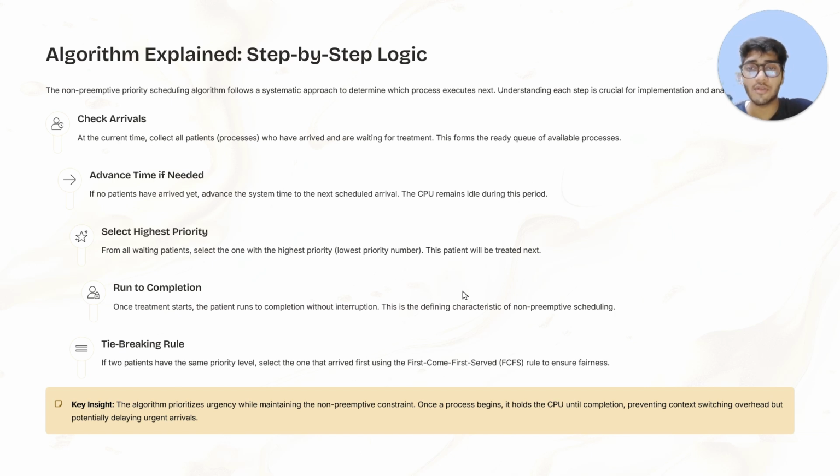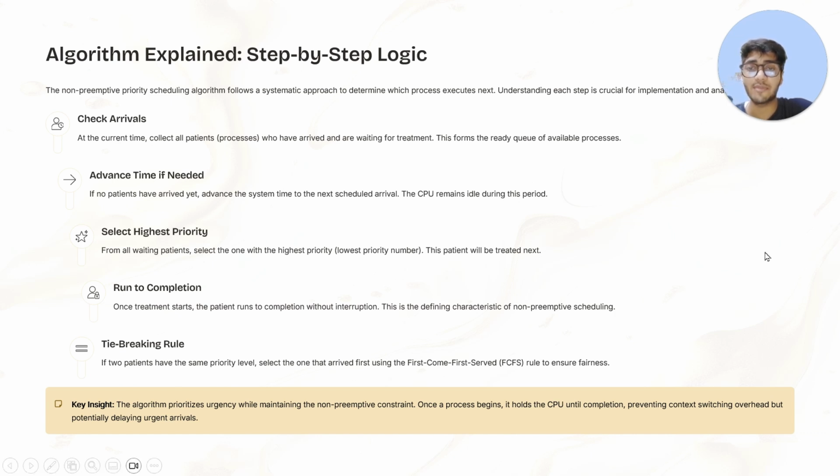Third, select highest priority. This means from all the patients currently waiting, we select the one with the highest priority. Fourth, run to completion. Once a patient is selected, they are treated until they are done. No interruption. Fifth, tie breaking. If two patients have the same priority, we use the first come, first served rule, meaning the patient who arrived first gets treated first. This method prioritizes urgent tasks, which is great, but it has a key trade-off. It could delay a new urgent arrival if the CPU is busy with a lower priority task.